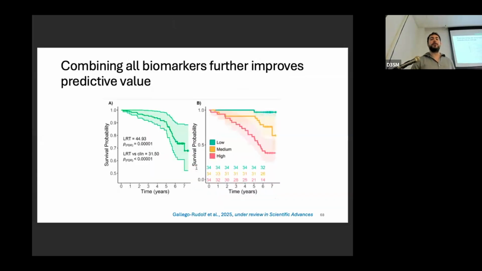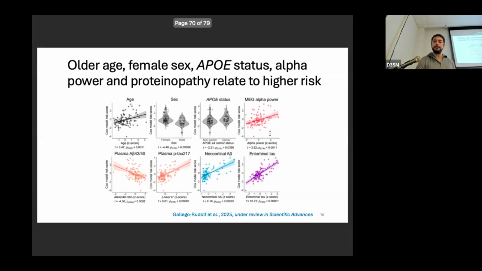And this is just to show the model that combines all the different biomarkers, where we see the strongest effect, and we see the better separation and identification of people at risk of MCI progression.